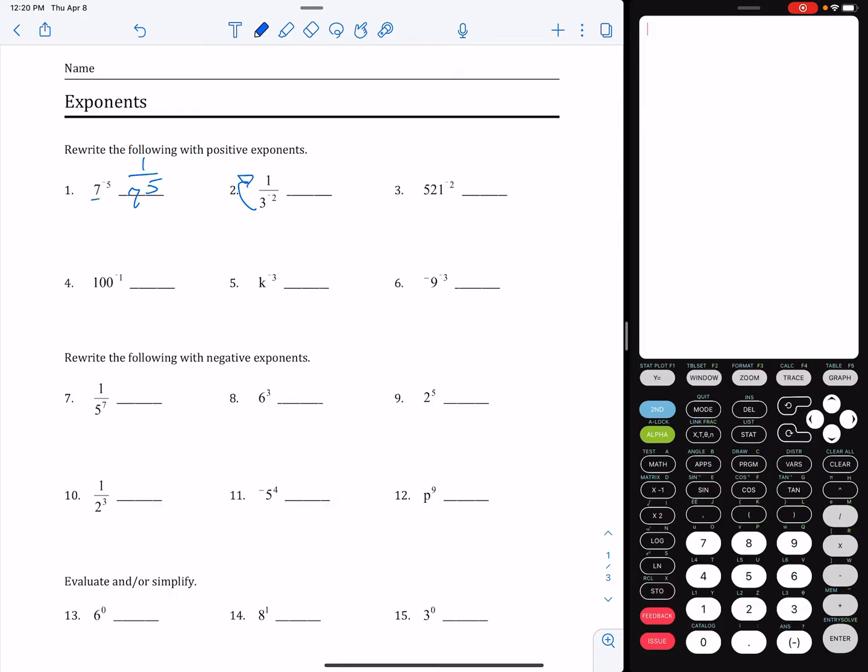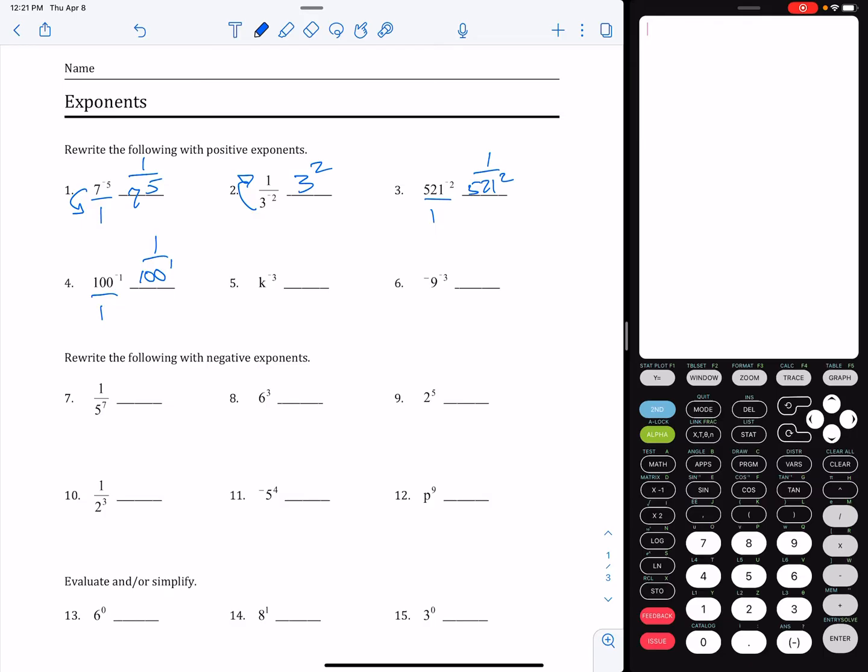Like in the last one, if you write it as a fraction, the 7 to the negative 5 is in the numerator, so the negative flips it to the bottom. This one flips it to the top, so it's just going to be 3 to the 2nd power. Number 3, it's in the numerator, so it's going to flip it to the denominator with a positive exponent. Number 4, the same thing as number 3. This one's in the numerator, so it's going to flip it to the denominator with a positive exponent.